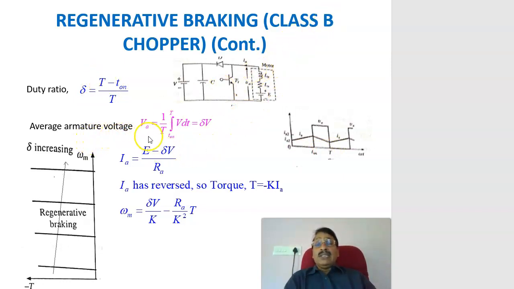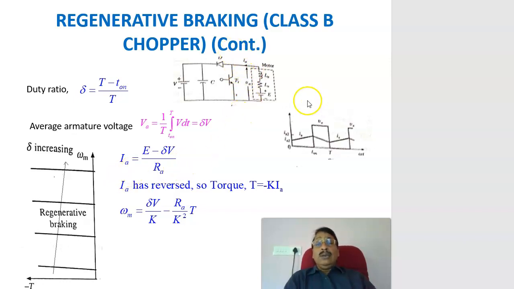And the average armature voltage, as you know, is given by 1 by T integral T on to T V dt. If you substitute that, it is equal to delta times V. That is the average voltage that is coming across the armature.